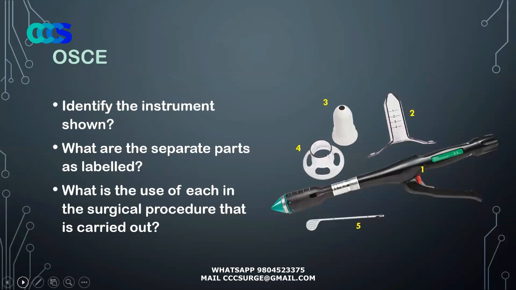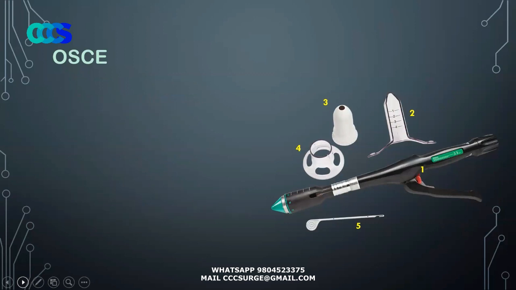Right. Now identify the system that's shown. What are the separate parts as labeled? What is the use of each in the surgical procedure that is carried out? Now, this is a classic PPH gun. So what are the parts that are shown?